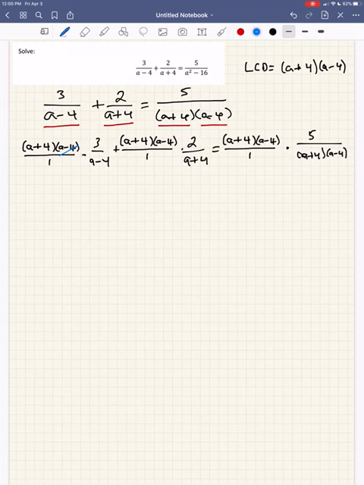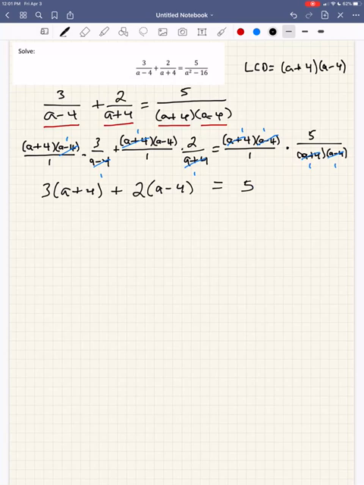Okay, now we've got stuff canceling out. Here the a minus 4's cancel. Here the a plus 4's cancel. They're common factors. And here they both cancel. Alright, see how that works? That's why we chose the LCD. It makes everything go bye-bye. So what's left in my first fraction here? I've got an a plus 4 in the top and a 3. So that's going to be 3 times a plus 4. Plus, here I've got a 2 left and an a minus 4 left. And then on this side, I've just got a 5.